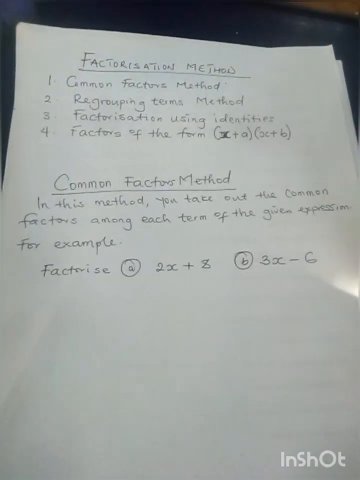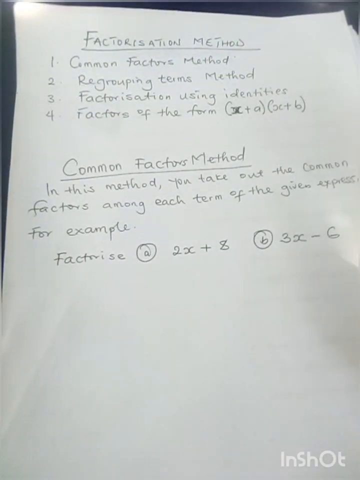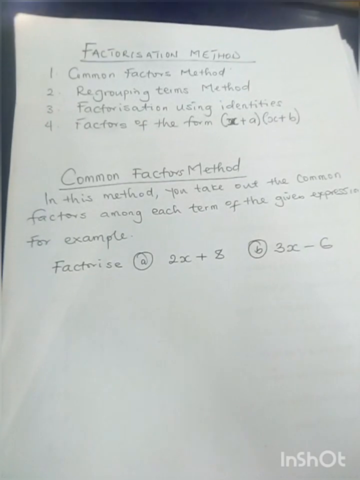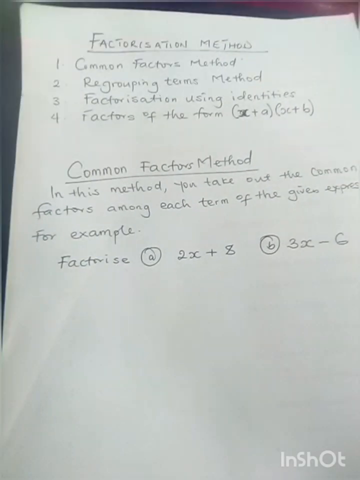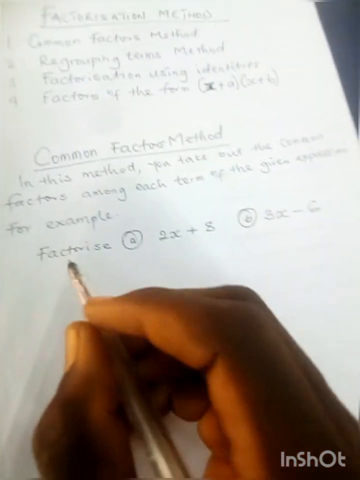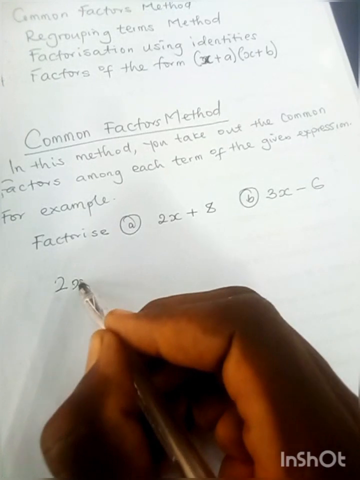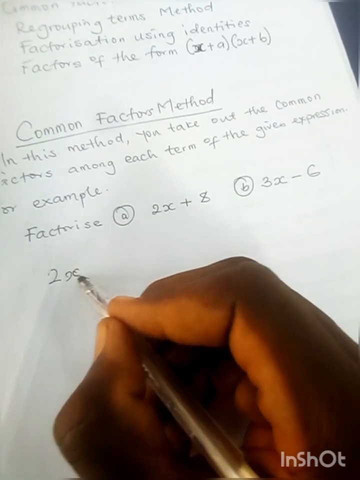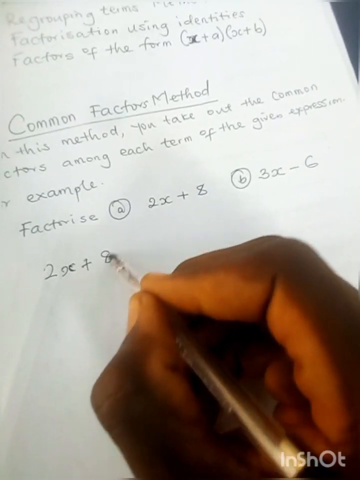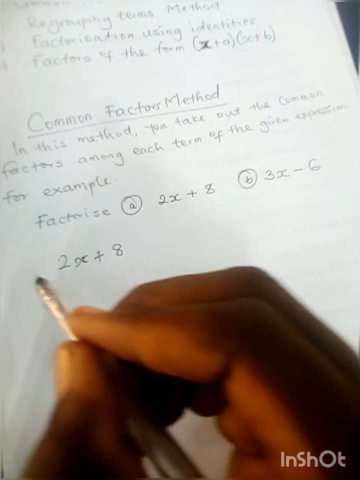Let's take some examples to factorize. Let's say for example, factorize 2x plus 8, also 3x minus 6. We have 2x plus 8. Now let's see. Now in this context, this is a.